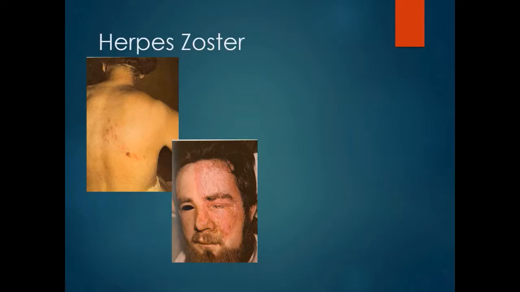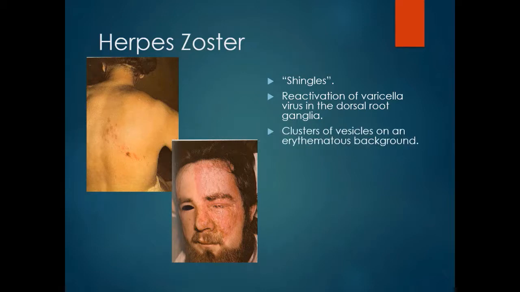So as we've said, this is Herpes Zoster, otherwise known as shingles. You get the reactivation of the varicella virus in the dorsal root ganglia. Important to remember that the virus got there in the first place probably through chickenpox infection. You get the clusters of vesicles on an erythematous background, and they tend to occur along a single dermatome, although can sometimes affect more than one dermatome, but is almost always unilateral.